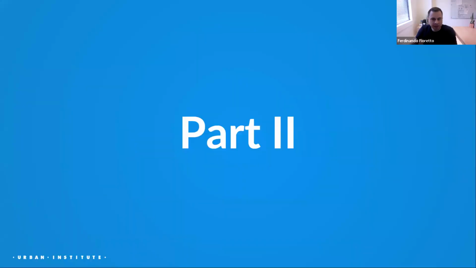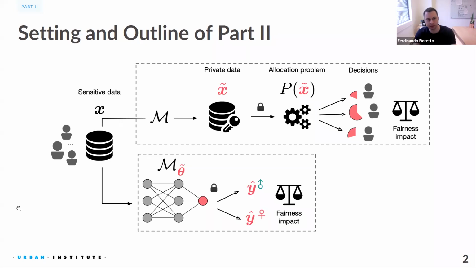So I'll describe what we want to do in part two. Essentially here, we're going to dive a little bit further into the details of why unfairness arises in privacy preserving processes. And in particular here, firstly, we're going to make a distinction.